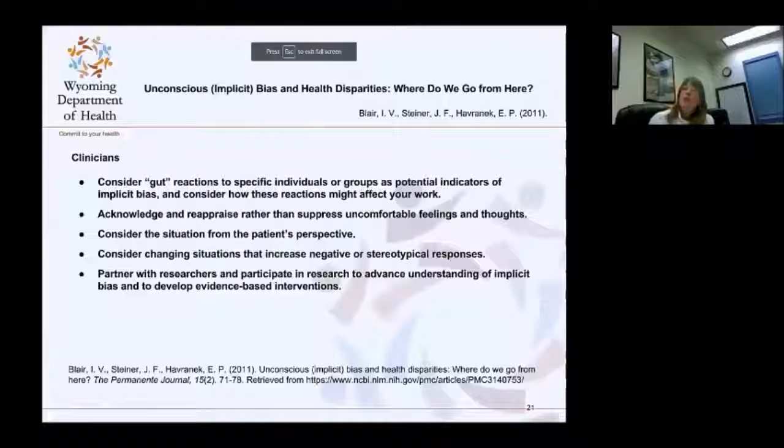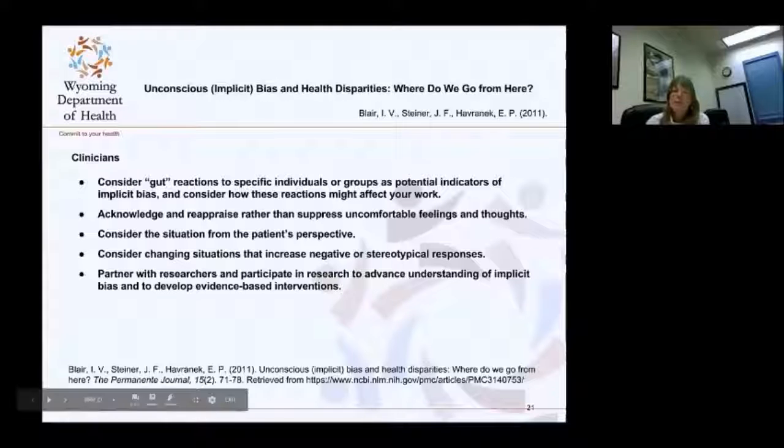Unconscious bias and health disparities. Where do we go from here? This is an article by Blair, Steiner, and Havranek in 2011. For clinicians, consider your gut reactions to specific individuals or groups as potential indicators of implicit bias, and consider how these reactions might affect your work. Acknowledge and reappraise rather than suppress uncomfortable feelings and thoughts. Consider the situation from the patient's perspective, and consider changing situations that increase negative or stereotypical responses. And partner with researchers and participate in research to advance understanding of implicit bias and to develop evidence-based interventions.